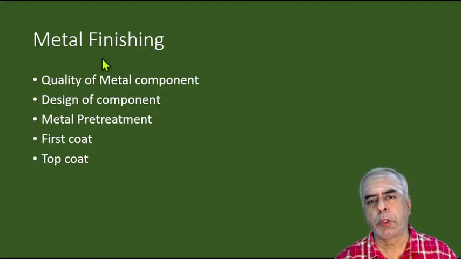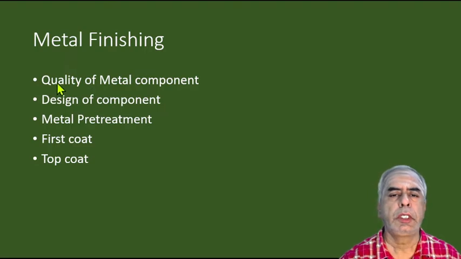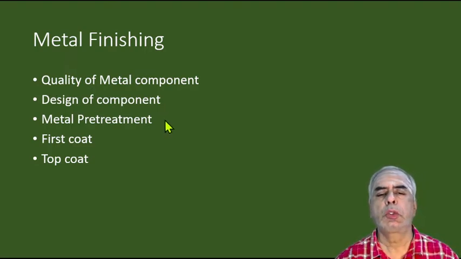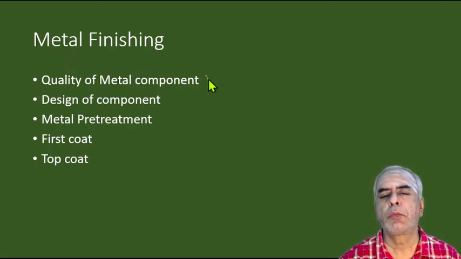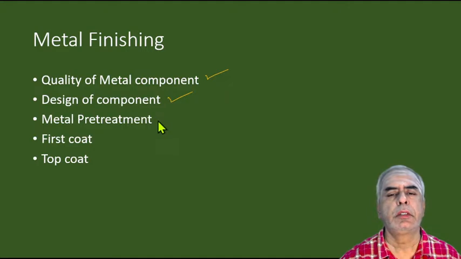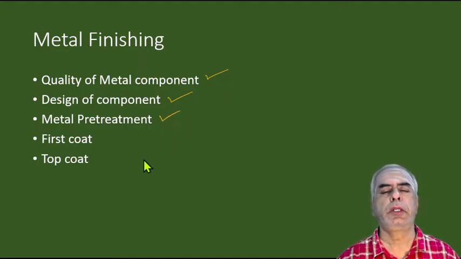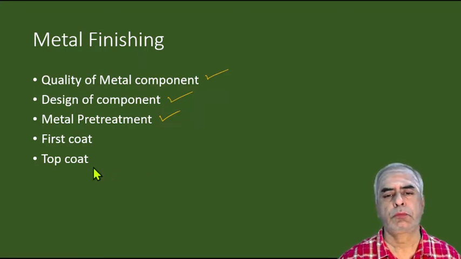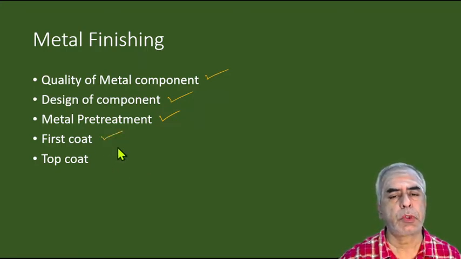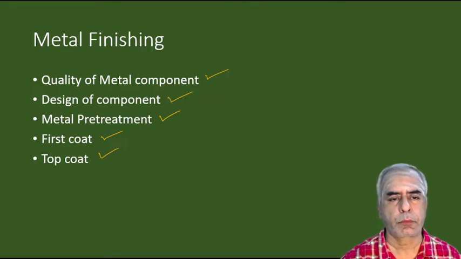Let me explain about the metal finishing here. Here, it depends on the quality of component. It depends on the design of the component. Then metal pretreatment, what kind of pretreatment we are going to give before coating, and what is the nature of the first coat followed by the top coat. So let me explain one by one.